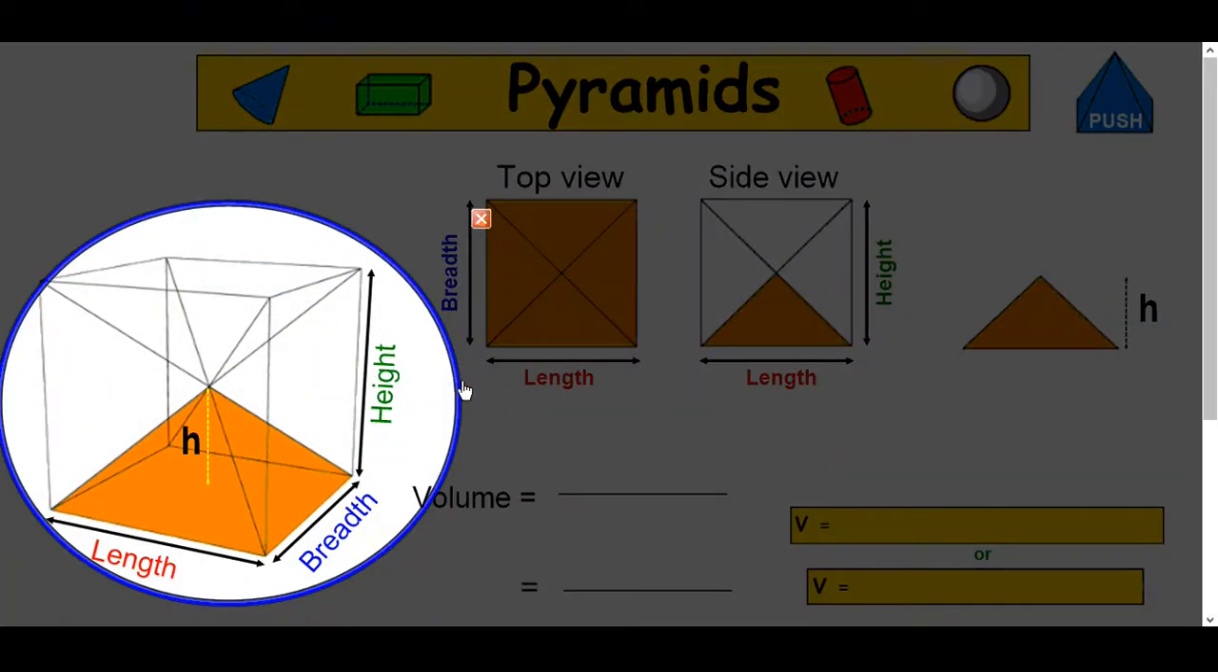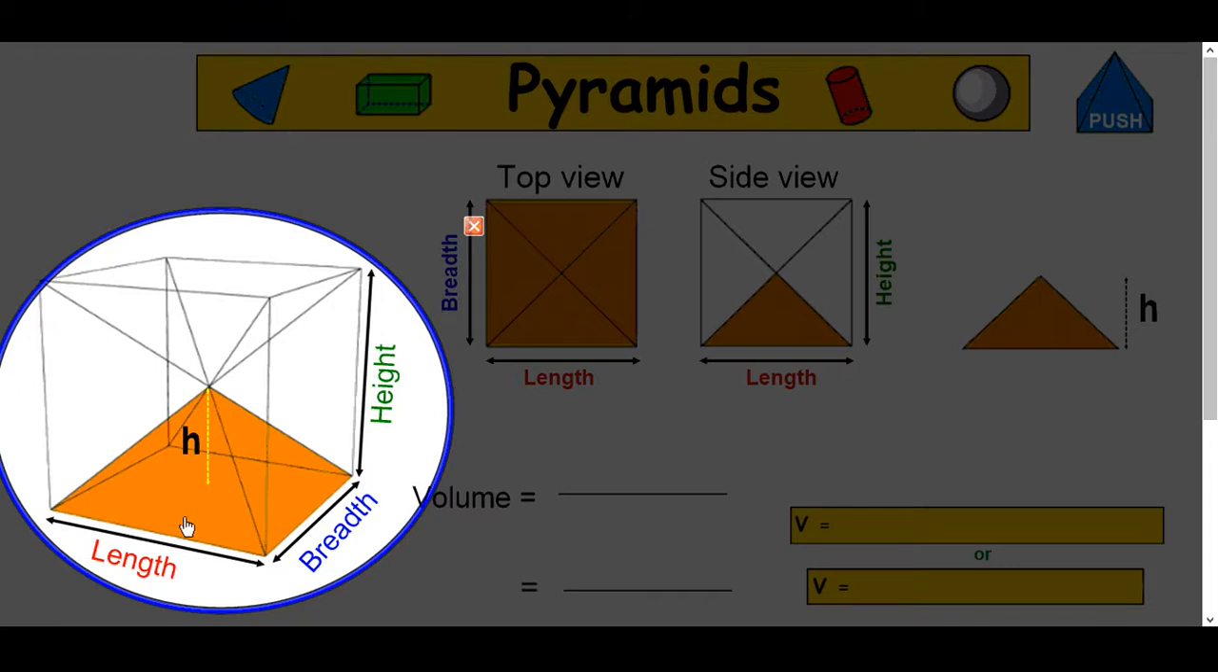So let's look at this here, which you've got as a cube. The length, the breadth, and height are exactly the same. And then within the cube, you can see a pyramid coming from the bottom face, and this goes up to the center of the cube. We're going to call the height of the pyramid small h, and the height of the cube big H, if you like. So we're going to name that in green, height.